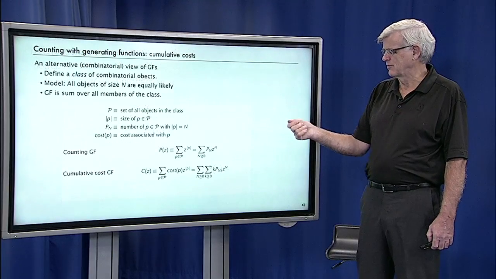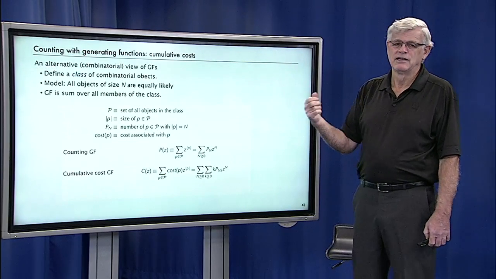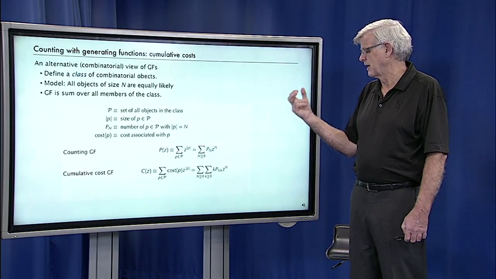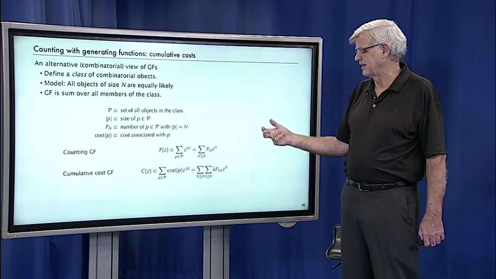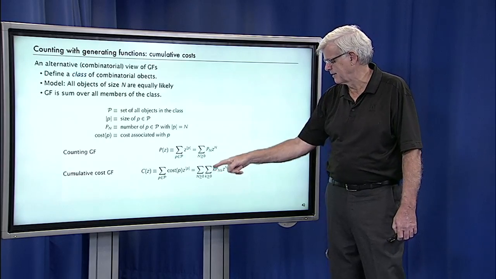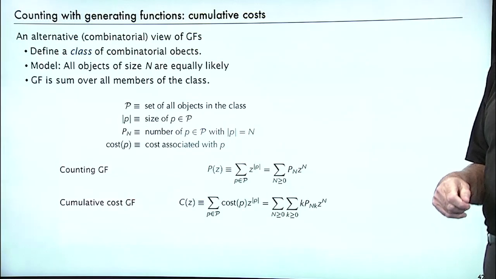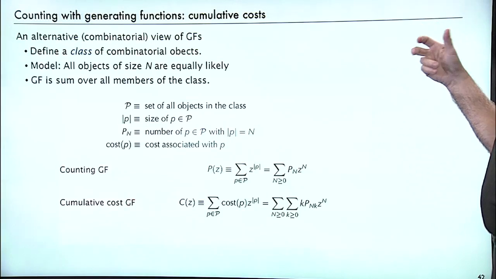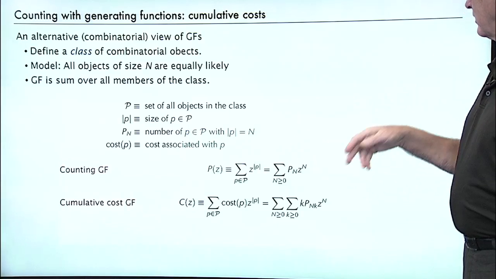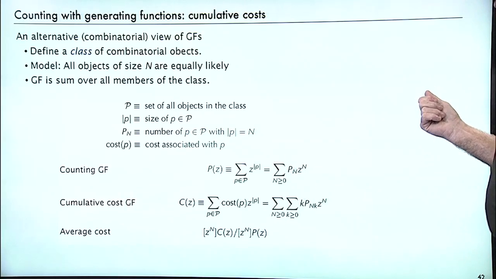If we look at the function c of z, which is the sum for every object in the class, its cost times z to the size, then those things are going to collect by size. And so the coefficient of z to the n in that is going to be nothing other than, for all values of k, the sum of k times p n k. It just collects the objects of cost k by size, and it'll get them all. So the coefficient of z to the n in that function c of z is exactly the accumulated cost.